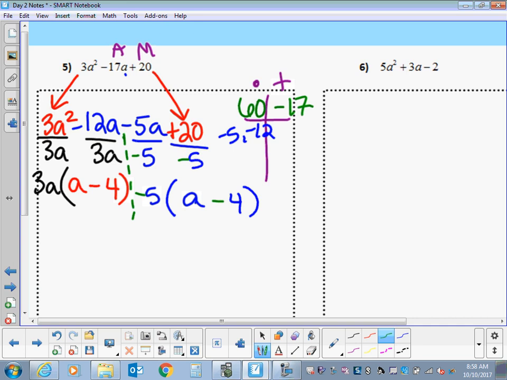Alright, so I have matching parentheses, which is a minus 4. What's my other parentheses going to be? 3a minus 5.